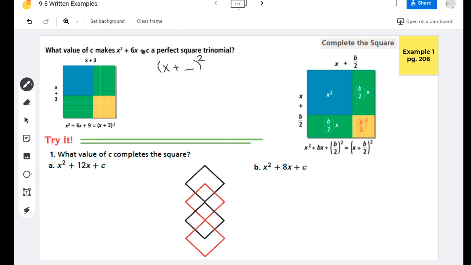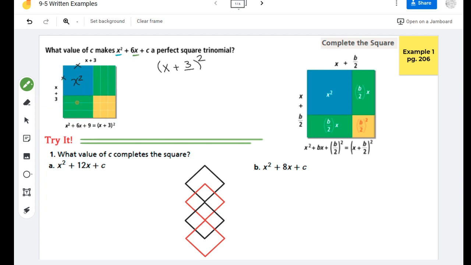Now, I could tell you from experience this is going to be the number 3, but I want to show you where that 3 is coming from. So let's start with x squared. x squared can be shown with a square, such as this blue one, with side lengths x by x. So this has an area of x squared.